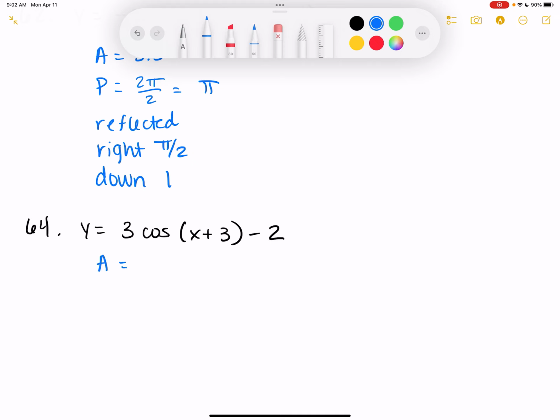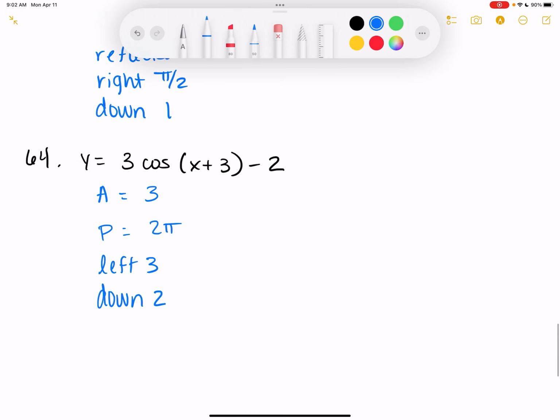Okay, got this. Go for it. Amplitude is 3. Period is 2 pi, because it's 2 pi over 1. Then you don't have to write reflected because it's not reflected. And it's left 3, down 2. Good job, Mariel. Good job, girl.